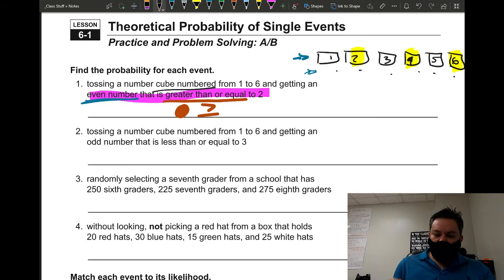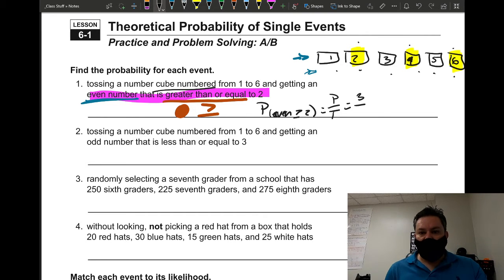However, you're just looking for those that are greater than or equal to 2. In this case, I only have 3 of them. 3 possible scenarios, which are going to be part over total. Remember, to get my probability, even, greater than or equal to 2, is going to be part over total. My part is going to be 1, 2, 3 of them. And my total is going to be 6 of them. There's 6 things that can happen. And now don't forget to simplify this. You always have to simplify those fractions.